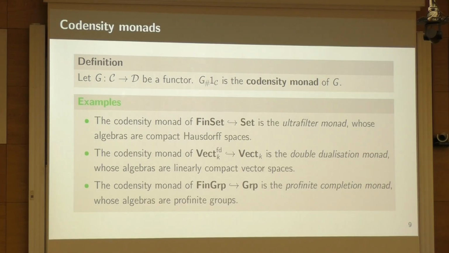Two more examples of a similar flavor are if you take the inclusion of finite dimensional k-vector spaces into all k-vector spaces, its codensity monad is the double dualization, and its algebras are something called linearly compact vector spaces. And then one last example of a similar vein is if we take the inclusion of the category of finite groups into the category of groups, its codensity monad is profinite completion, and its algebras are profinite groups. So in all of these cases, there are these examples of something finite including into something bigger, and we get codensity monads whose algebras are in some sense topological.